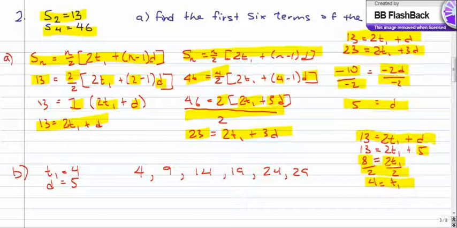So now we have the two key pieces of information. First term is 4, and the common difference is 5. So we start off with 4 and add 5 each time to get the first 6 terms of the pattern.